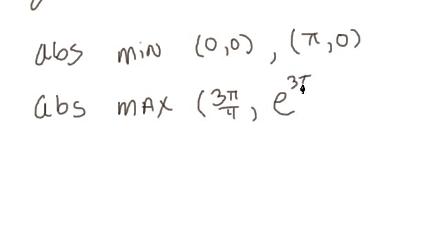sine of 3 pi fourths, and the sine of 3 pi fourths was the square root of 2 over 2. Okay, so we want to keep exact values here.